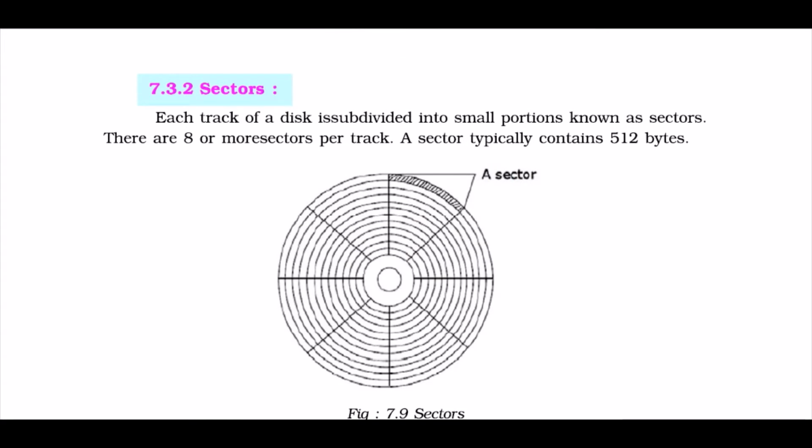Then come sectors. You have studied tracks, and these tracks are again divided into sectors. This cross section is a sector. Each track of a disk is subdivided into small portions known as sectors. There are 8 or more sectors per track. A sector typically contains 512 bytes.